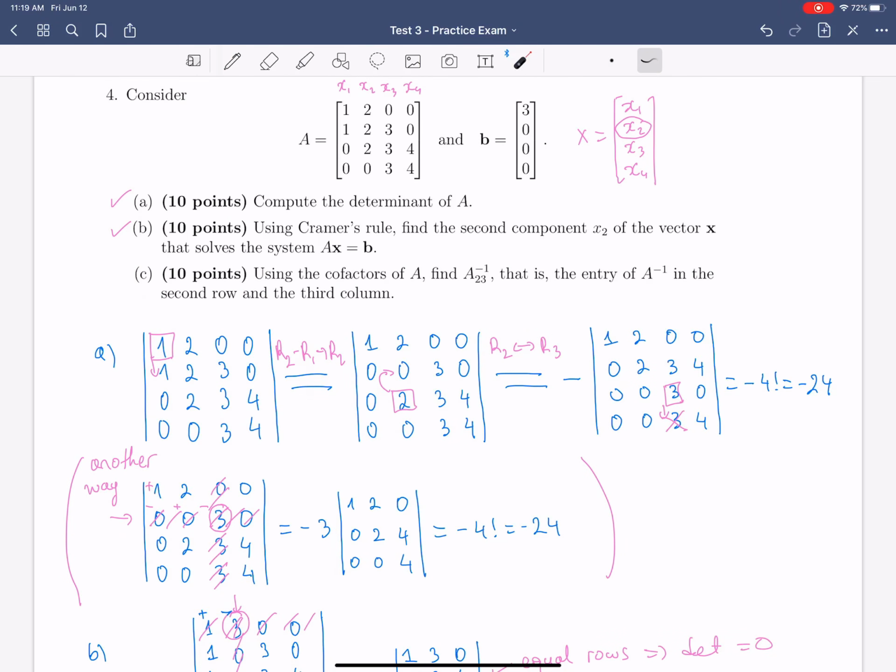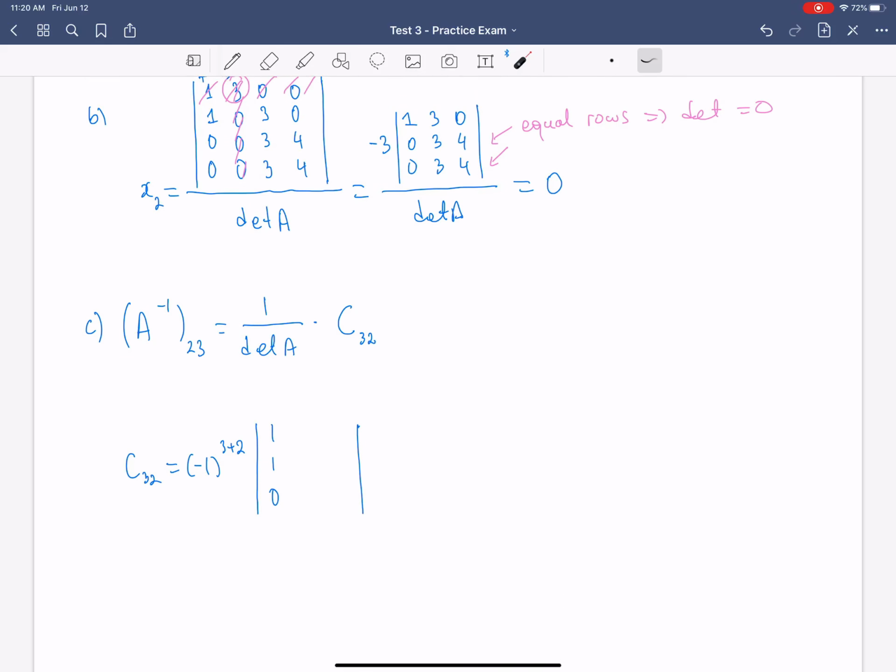I'll repeat that. Third row, second column. So I have 0, 3, 3, and then 0, 0, 4. This is a lower triangular matrix, so the determinant is just the product along the diagonal, which is 12. And so the cofactor 3, 2 is negative 12.